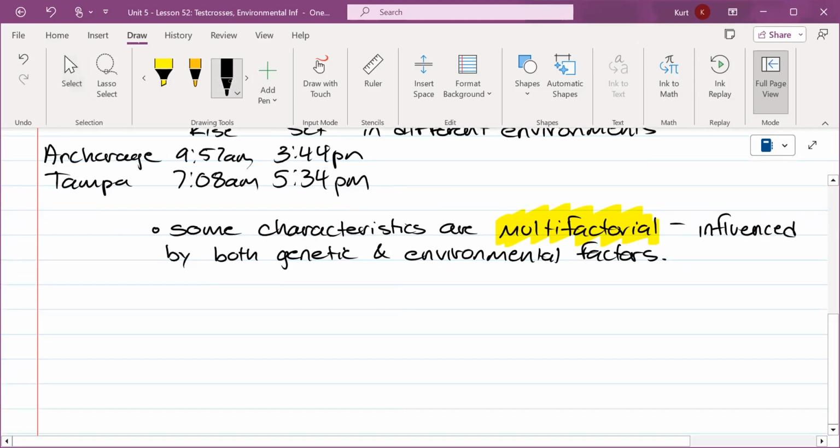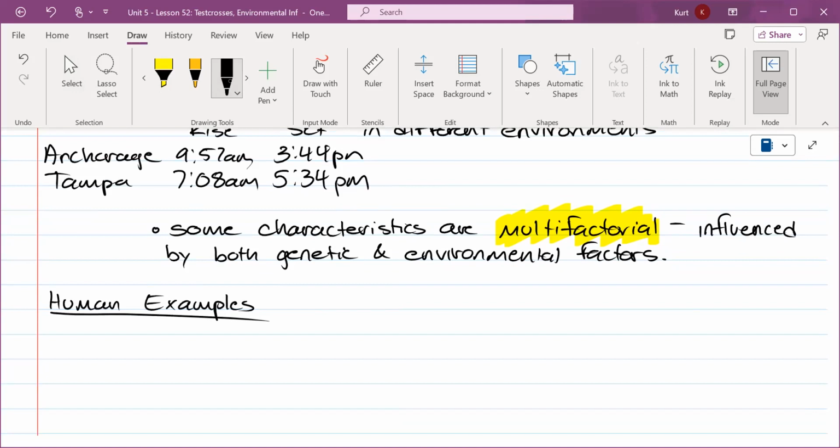So I have some other human examples for you all. And I'm going to show you some pictures here in a moment. One I've obviously talked about already is skin color. If you have twin brothers, one is raised in Tampa, Florida, the other one is raised in Anchorage, Alaska, I would completely agree that the one in Tampa is probably going to have more tan skin than the one in Alaska because he's exposed to more UV radiation.